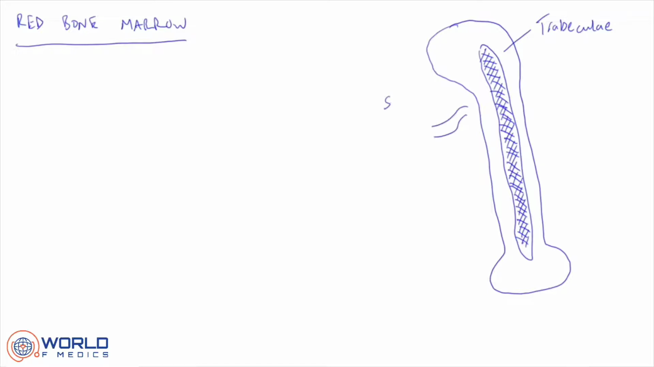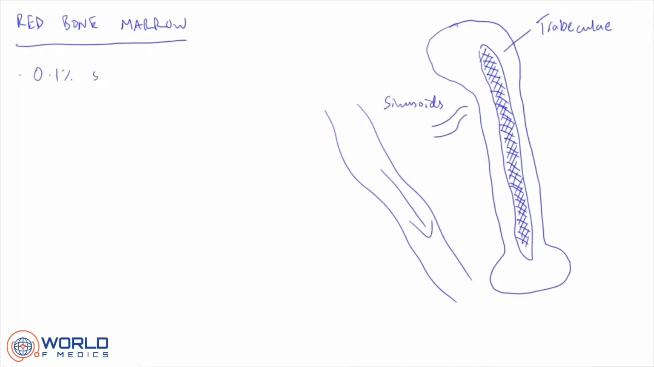through structures called sinusoids, which are essentially just capillary membranes, and these will eventually drain into blood vessels. Within the red bone marrow itself, only about 0.1% of the cells are going to be stem cells. And as we said, there's a higher amount of red bone marrow in children.